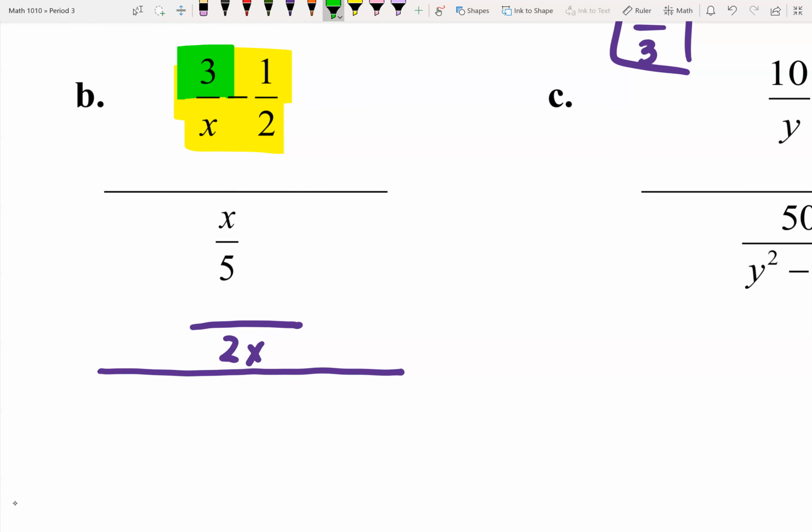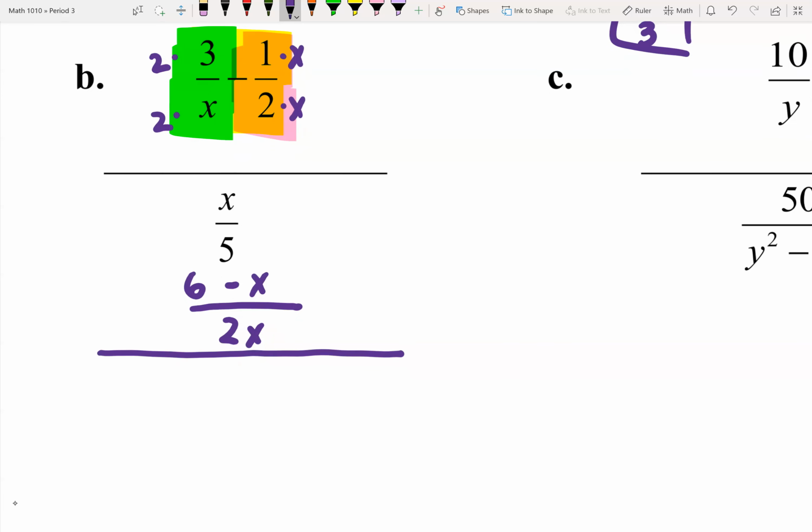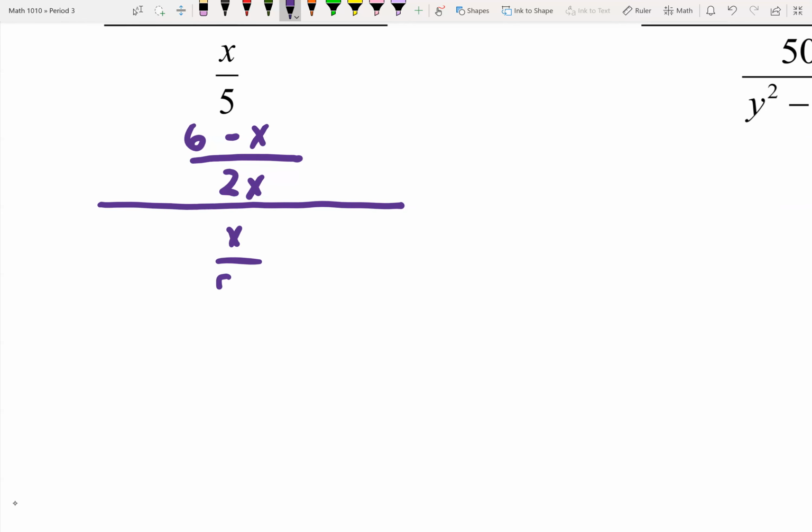Okay. Now look at this guy right here in green. He's got the x, he's missing the 2. So I'm going to multiply the top and the bottom both by 2. 3 times 2 is a 6. The next fraction is right here in pink. So it has the 2, but it's missing the x. So a negative 1 times x is negative x. The bottom is fine. It's just a fraction, x over 5. Now I have a fraction over a fraction, so I'm ready to write it as a division. So everybody go 6 minus x over 2x divided by x over 5.